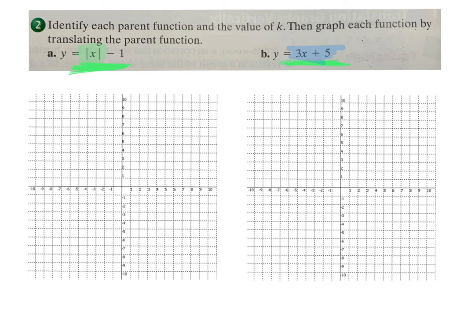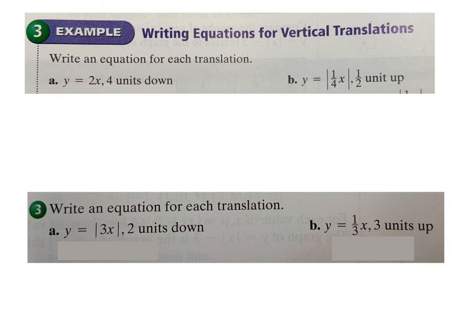You can also write the equations based on what they tell you. Look at the next example. It says, write an equation for this vertical translation. Y equals 2x. That is the original function they're giving you. And they want you to move it 4 units down. Well, I'm going to take the function that they gave me, y equals 2x, and I am going to subtract 4. 4 units down, all right?